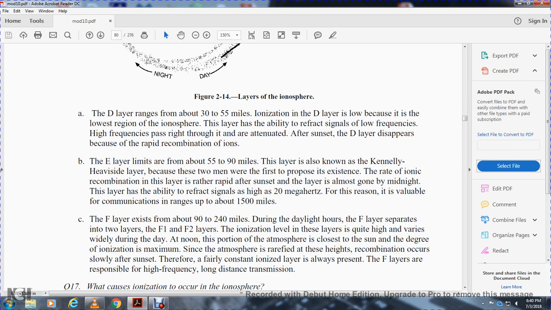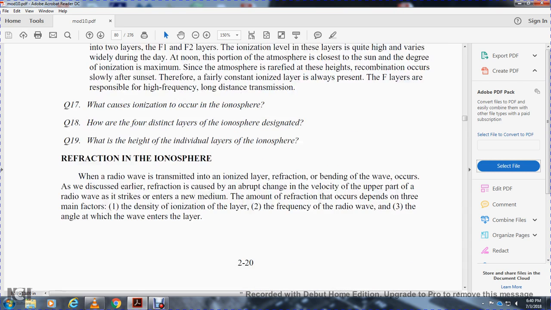The F layer separates into two layers, F1 and F2. The ionization levels of these layers are quite high and vary widely during the day. At noon, the atmosphere is close to its maximum degree of ionization. Since the atmosphere is rarefied at these heights, the recombination is slow, so after sunset there are fairly constant ionized layers always present. The F layers are responsible for high frequency long distance transmission.